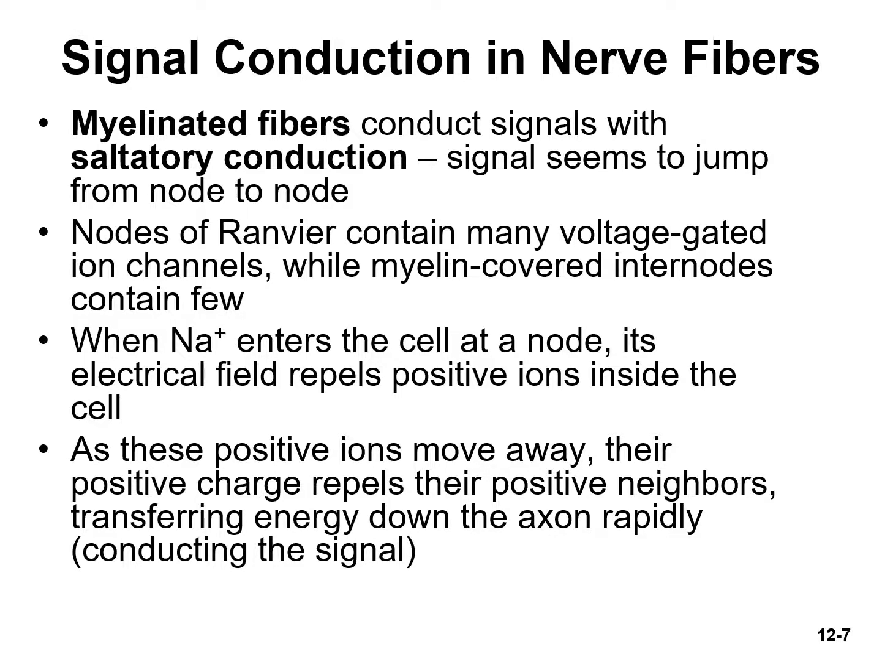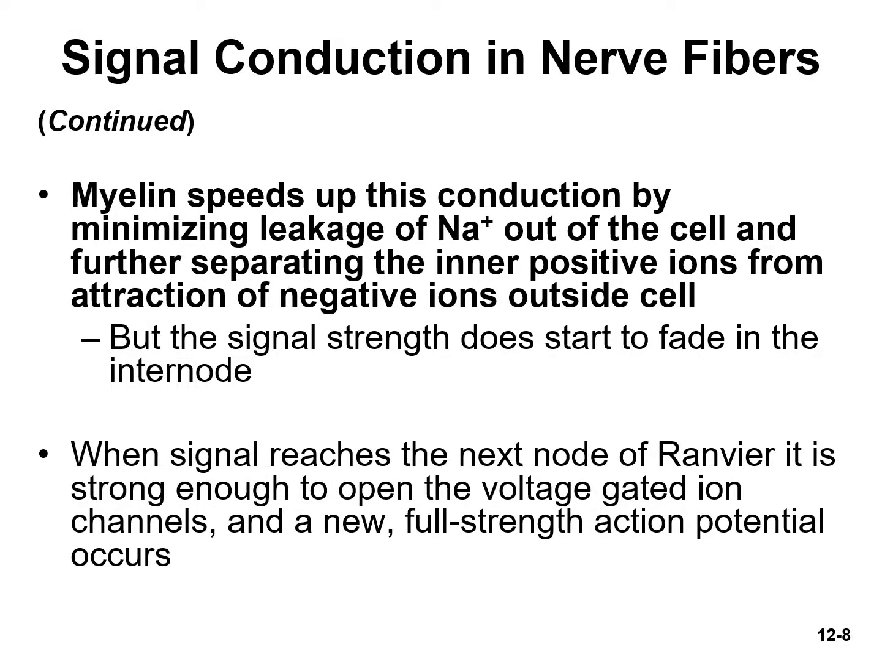As those positive ions are moving away, being repelled by that influx of sodium, you do kind of have a chain reaction again, where you have positive charge repelling positive charged ions, and you have this transfer of energy down the axon. So that's how we get the conduction of the signal in myelinated axons. So how the myelin speeds up that conduction is essentially by minimizing leakage of sodium out of the cell and further separating inner positive ions from attraction of negative ions outside the cell.